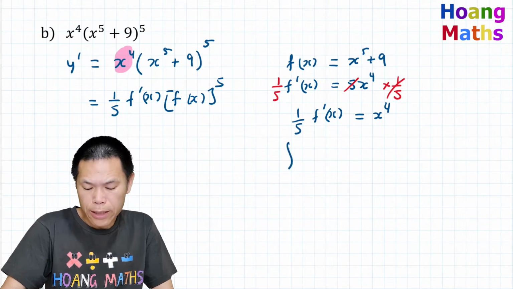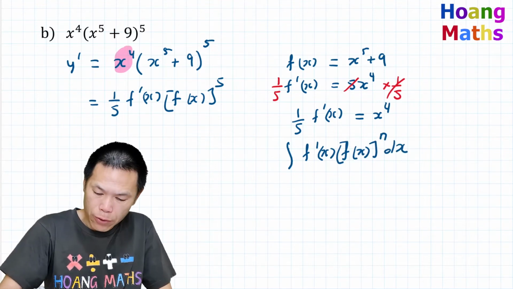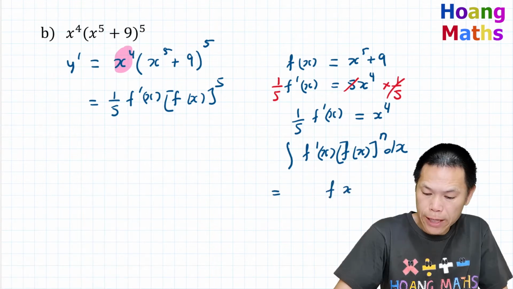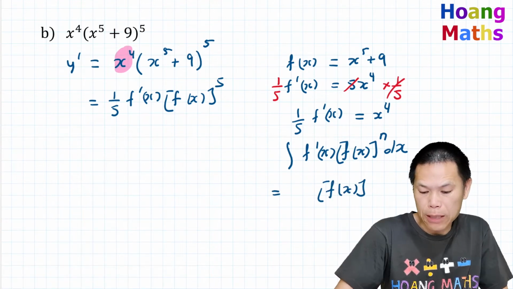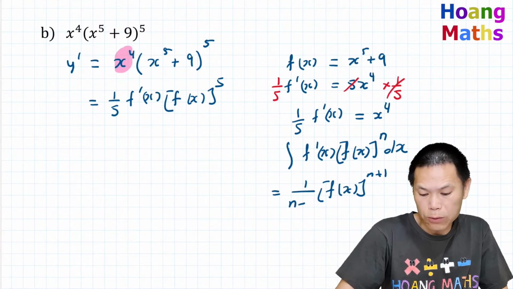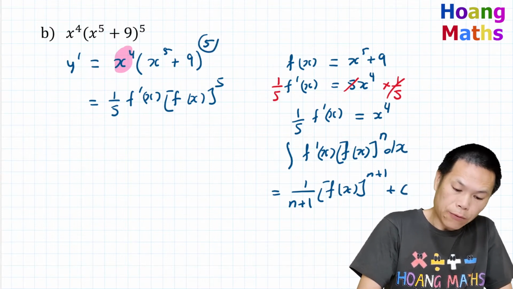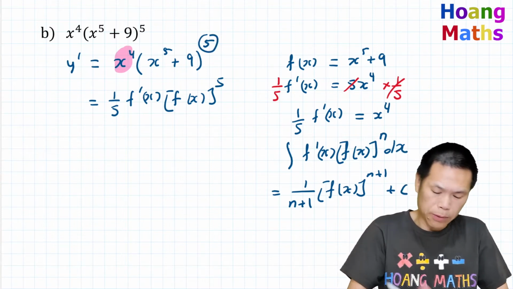So to integrate f'(x) times [f(x)]^n dx, that will give me [f(x)]^(n+1), and then 1 over n plus 1. If you like, we add a c. So now n is 5, right? So we add 1, becomes 6.